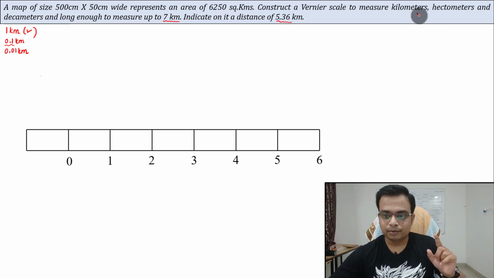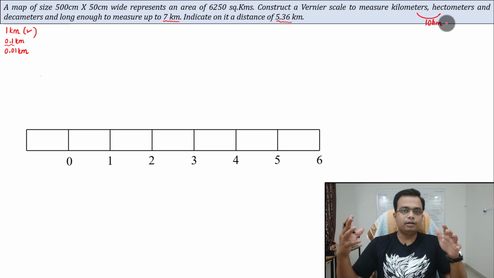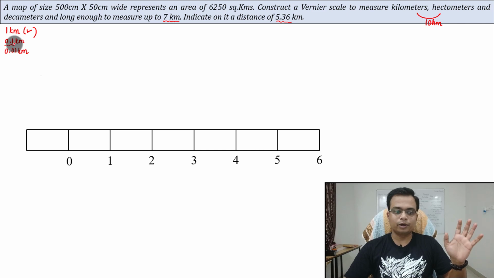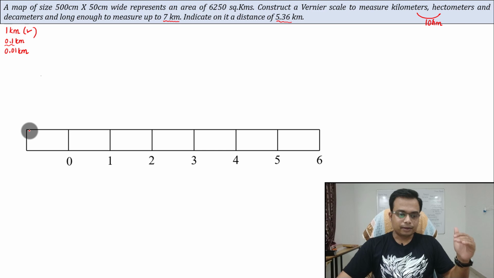Okay, by the way, 1 kilometer is equivalent to 10 hectometers, and 1 hectometer is equal to 10 decameters. So this 0.1 kilometer can be regarded as a hectometer. Just focus on this portion towards the left of 0. This is how much? That's 1 kilometer.